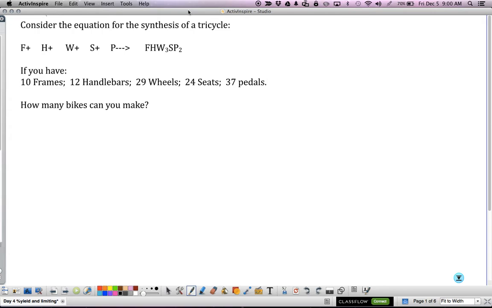It might seem like a silly place to start today, but everything will make sense in time. So pause it, give it a try, and see what you get to. The answer is that you can make 9 bikes.